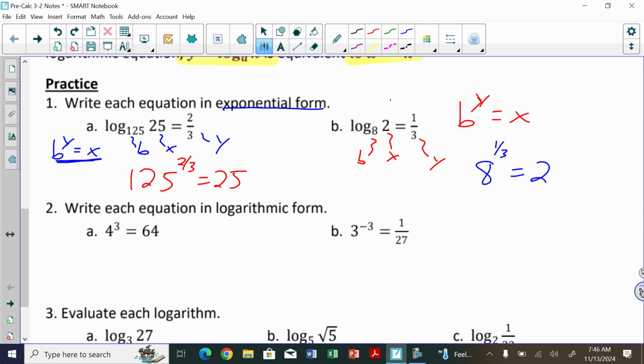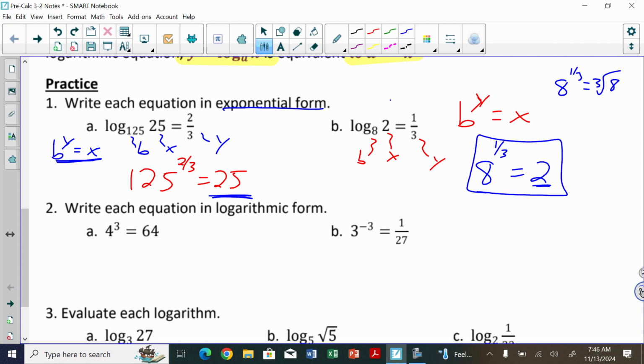Now those make sense as well, because 8 to the 1/3 is the same as the cube root of 8. What is the cube root of 8? We know it's 2. Same thing over here. You're taking the cube root of 125 squared. If you did that, you get 25.